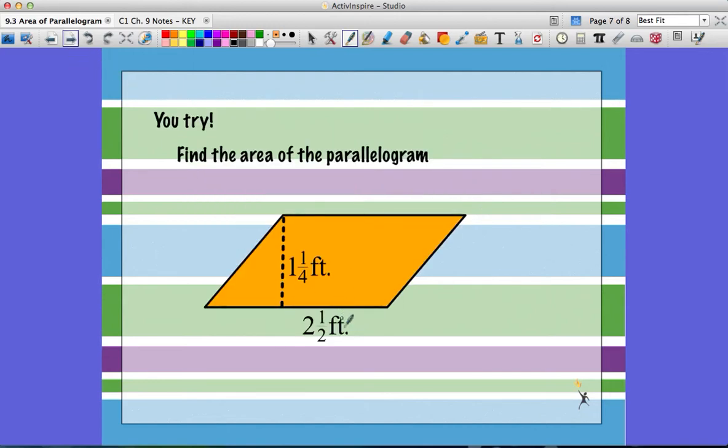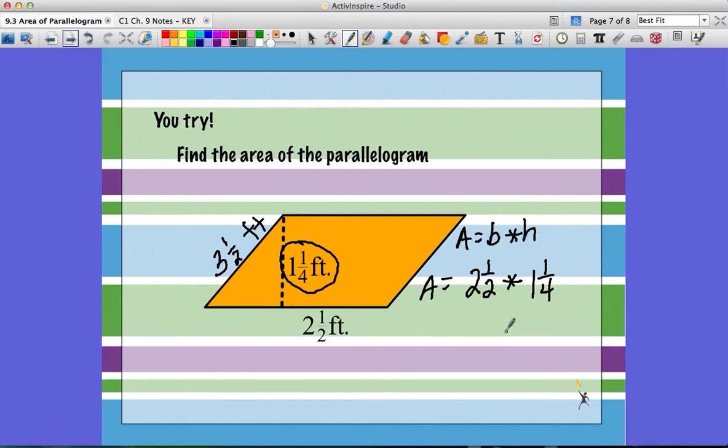Now, with your parallelogram, this is where it gets tricky because sometimes they'll give you an example and they'll have like 3.5 feet written here, and then they have this dotted line from the top corner to the base, and you have to know that this right here is the height. This is not the height. This is what you call the slant. Okay, so in this case, we're going to take the base, which is still 2.5 feet, and we are going to multiply it by the height, which is 1 1/4 feet. Okay, because we're still doing area equals base times height.